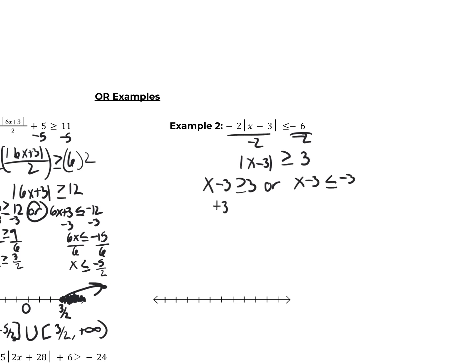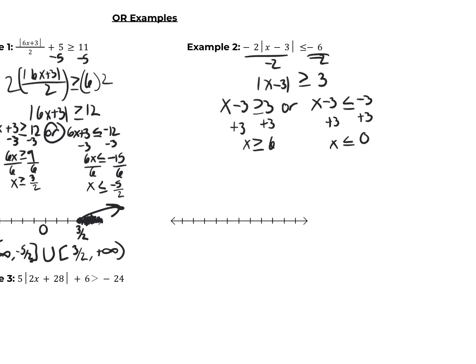Okay, so add 3 to both sides. I get x is greater than or equal to 6. Add 3 here to both sides. I get x is less than or equal to 0. So now I can plot 0 and 6. At 6, I'm going to have a closed circle with an arrow going to the right. At 0, a closed circle, arrow going to the left. Again, it's or, so that means I'm just looking for the area underneath at least one arrow. So it's everything to the left of 0 and everything to the right of 6.